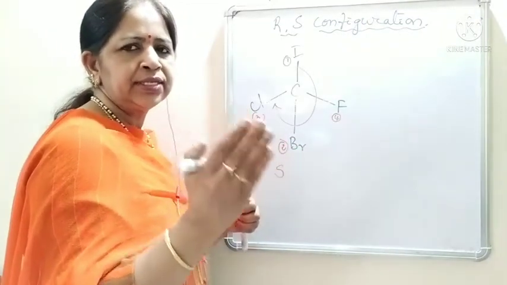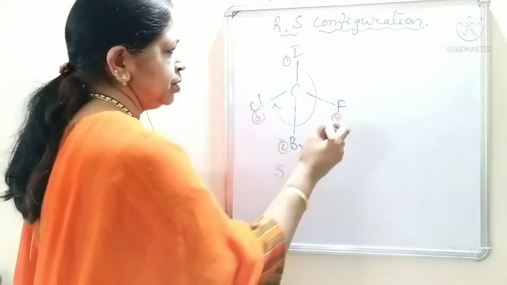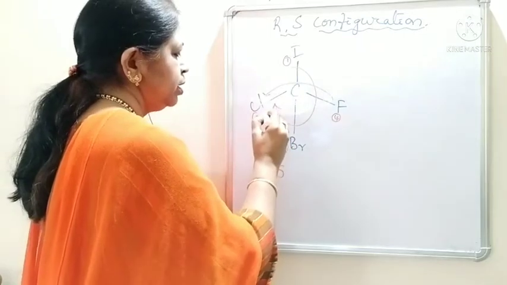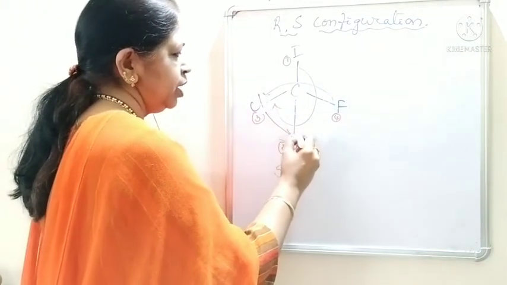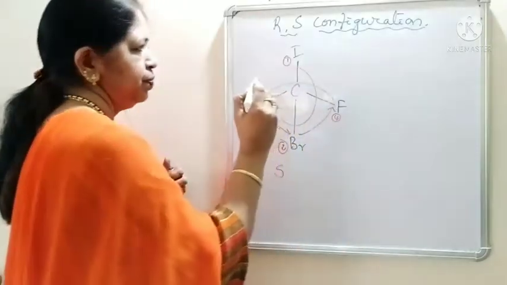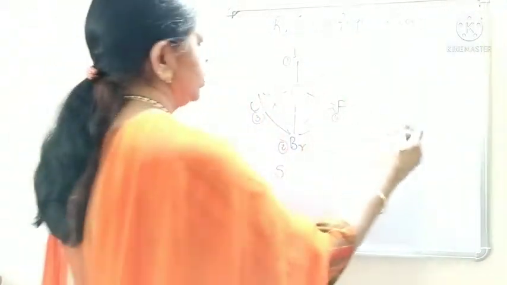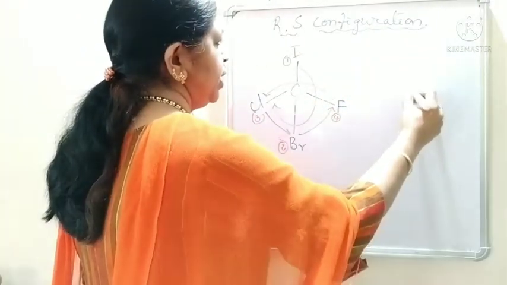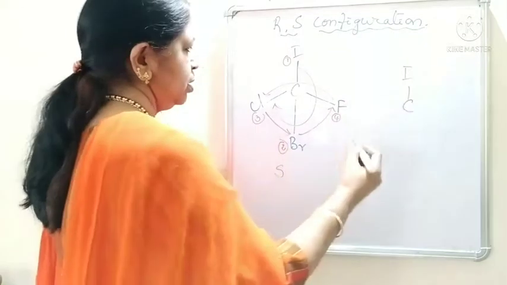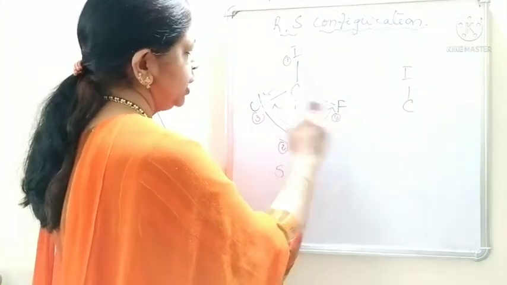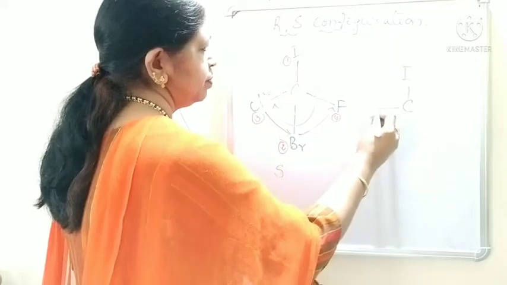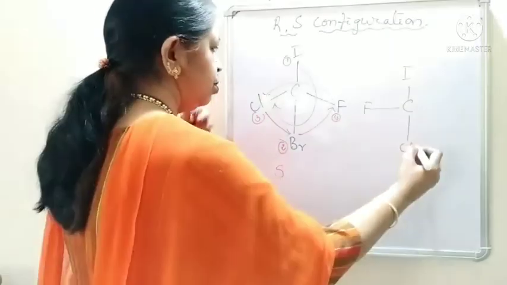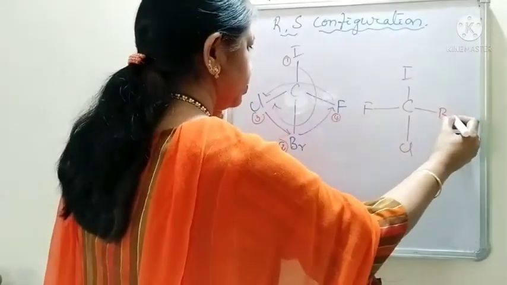Now, let us do the exchange in a cyclic manner. 3 groups in a cyclic manner should be exchanged. Fluorine will be exchanged to chlorine and chlorine to this position and bromine to this position. Iodine we are not changing. This is the cyclic manner exchange of 3 groups. Now chiral carbon and iodine on the top and fluorine is coming to left side and chlorine is coming to down and bromine is going to the right side.